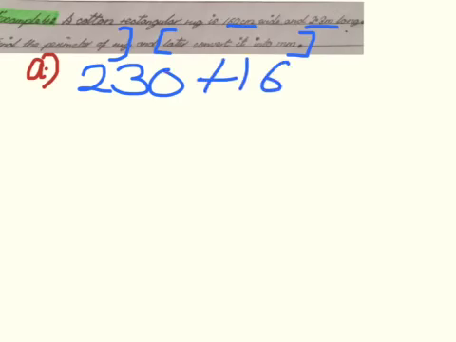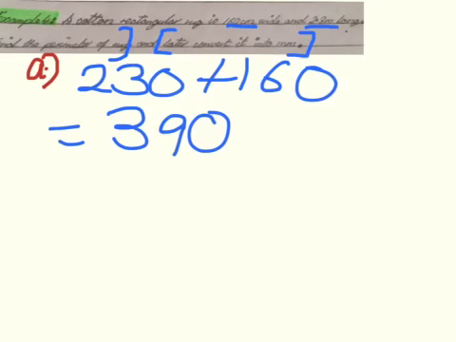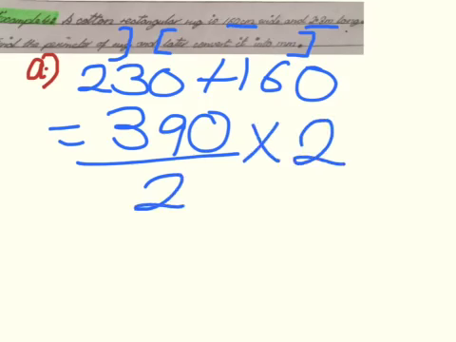First, we cannot find it like this because the units are different. So we need to change them into one unit. So we'll change meters into centimeters, which will be 230 plus 160, which will give us 390. And that will be the answer for the rug. So that means we need to times this by 2 because there are two sides of it.